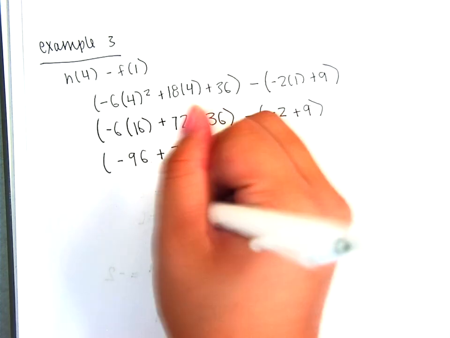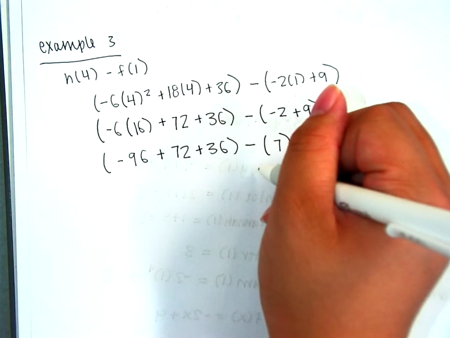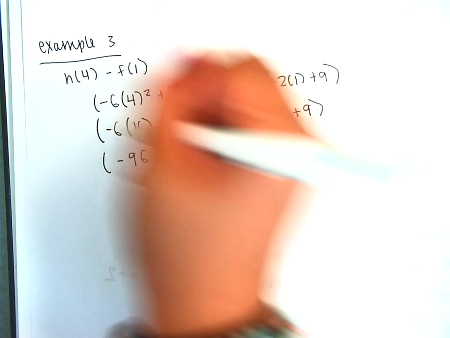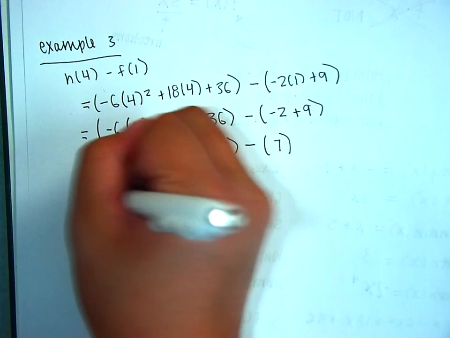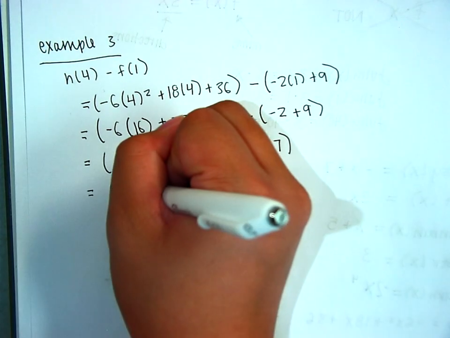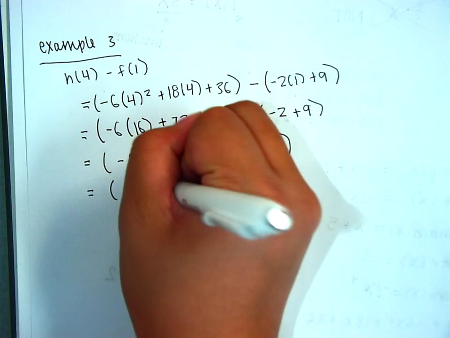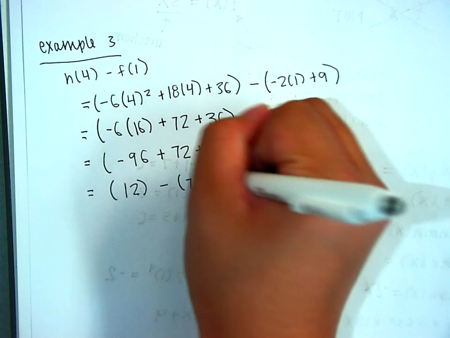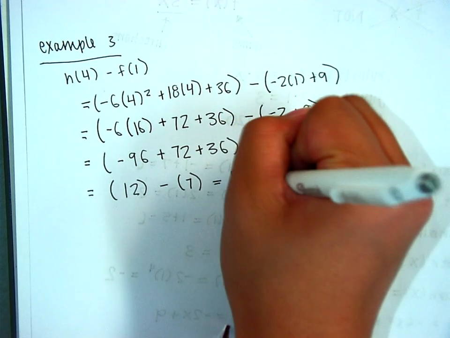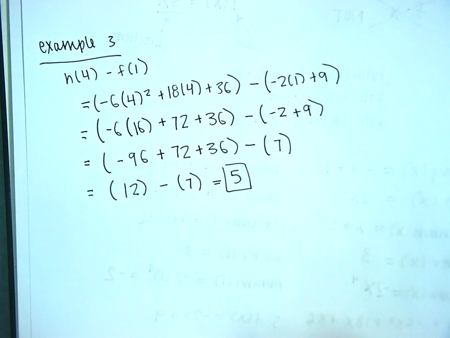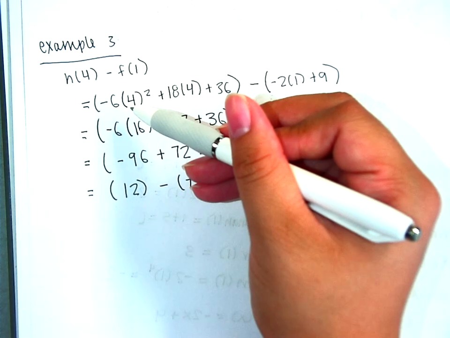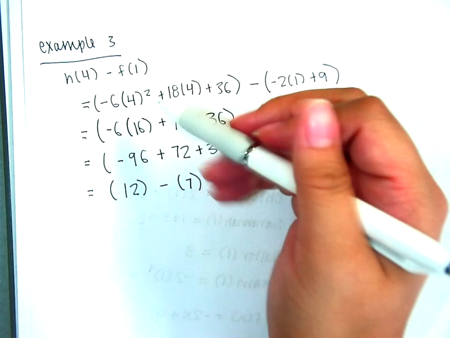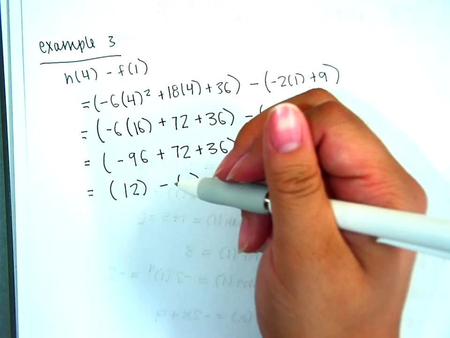Combine. So negative 96 plus 72 plus 36 equals 12. Minus 7. 5 is correct. Why did we plug 4 in here and not 1? Because it said H of 4. Mm-hmm. It's first.